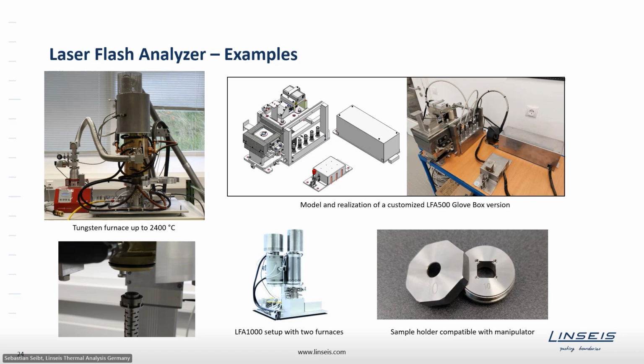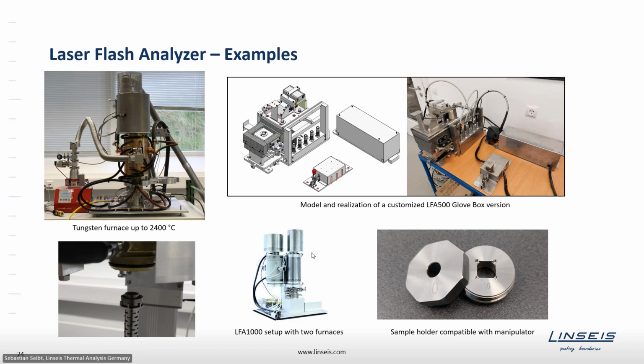On the bottom right, you can see an example of a sample holder, which was specially designed to be handled with a manipulator, a robot, so that we sharpened a little bit the edges so that the robot can grab them easily, open and close the sample holders without much effort. In this case, the sample holder is made out of stainless steel. Typically, the sample holders are made out of graphite, but in this case, this was not allowed in the glove box, so that everything was designed out of stainless steel.